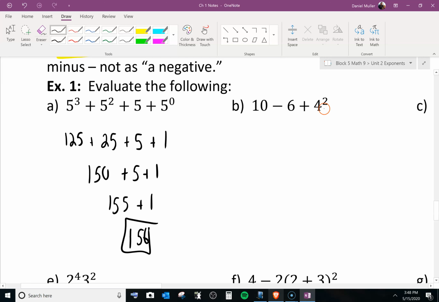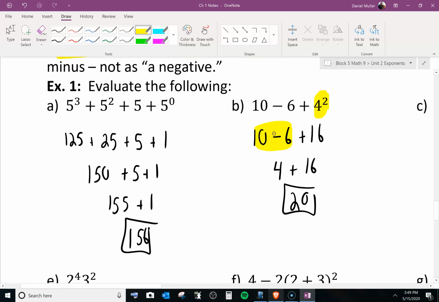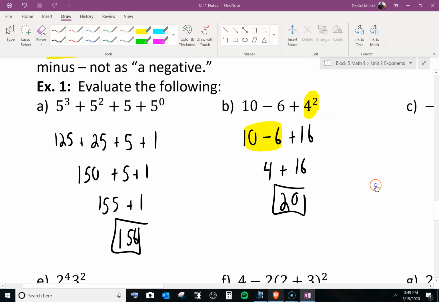Now, we have to do the exponent first. So let's write down what we have. 10 minus 6, because we can't do anything with that. Plus, we have to do the exponent. 4 squared is 16. Now let's move from left to right. 10 minus 6 is 4. And then we have the plus 16. And 4 plus 16 is 20. So you can see there, I did this part first. Then I moved from left to right, did that. And then I just have one more step, which is just adding.